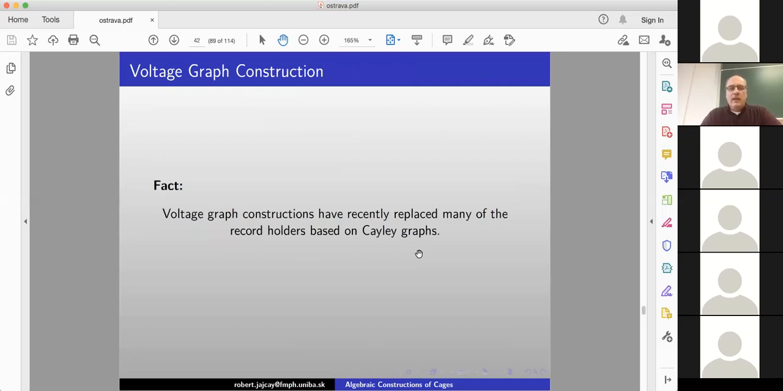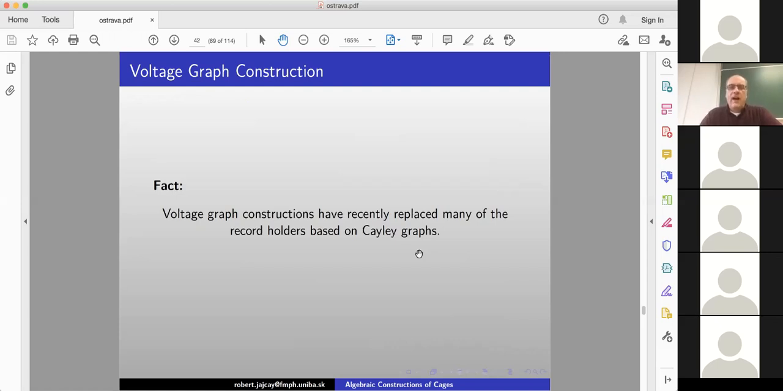I will not get into this topic, unfortunately, but there is something called a voltage graph construction, which is a combination of group theory and so-called derived graphs, which are graphs that are constructed from smaller graphs by using group theory. The voltage graph constructions proved to be even more successful than Cayley graphs. So eventually we went through this, but it is a generalization.